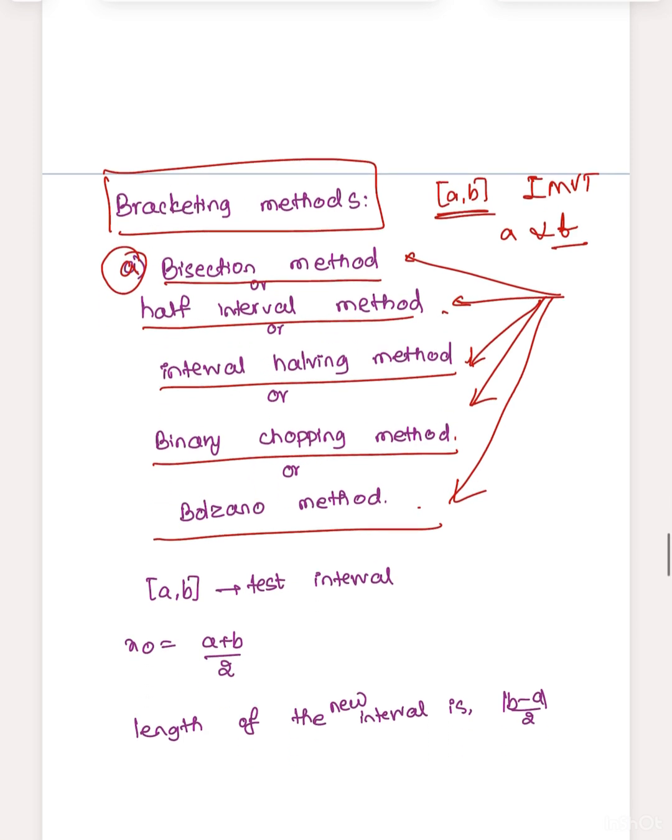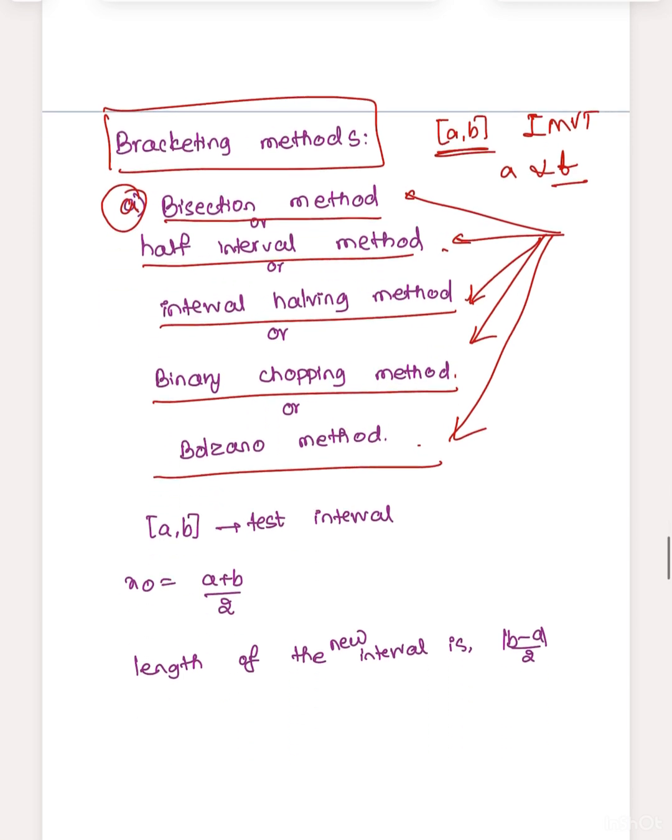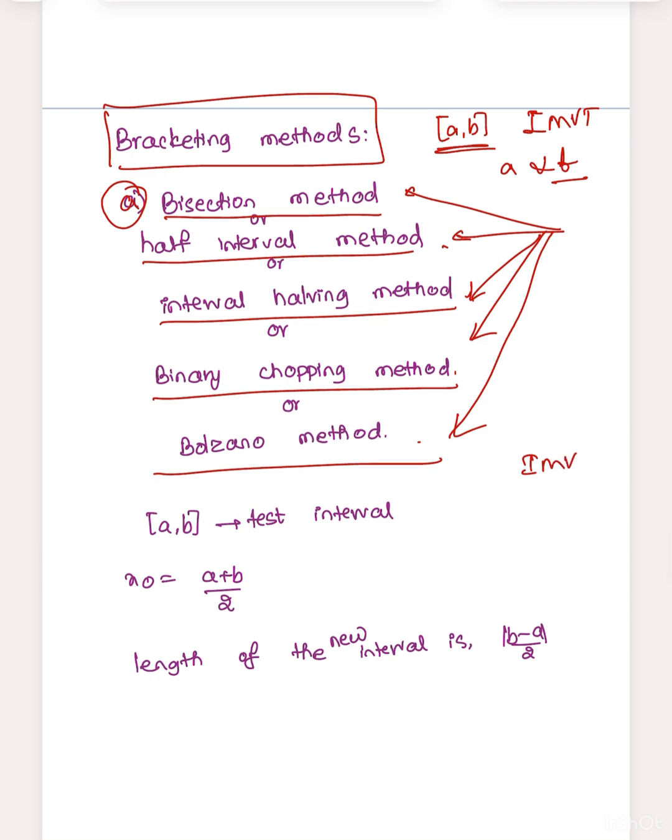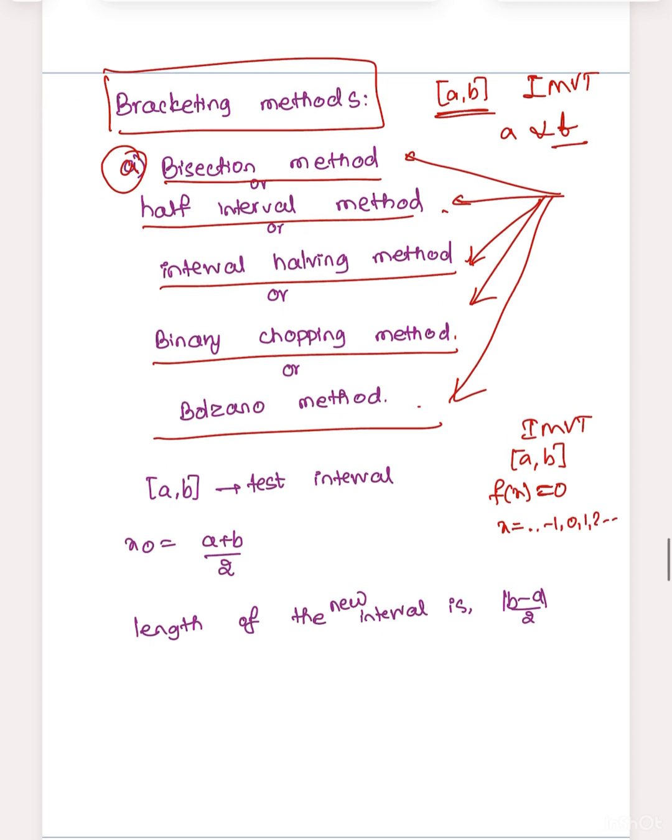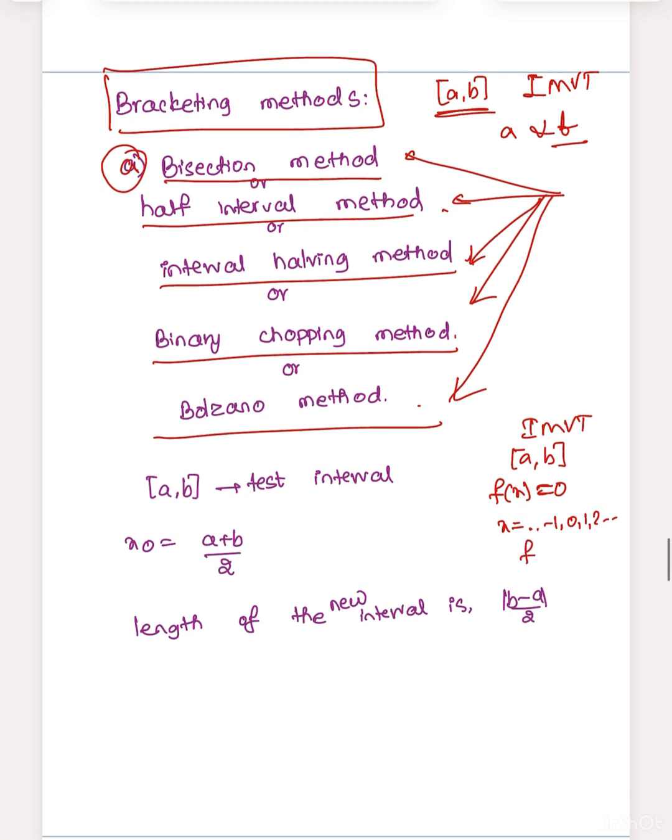Now what is the procedure for the bisection method? Here, with the help of the intermediate mean value theorem, we have one test interval AB. So how is AB obtained? Here the equation is of the form f(x) = 0. This is our mathematical problem. Here what we have to do is put different x values from the integers, maybe -1, 0, 1, 2, and so on, for those consecutive integers where f has opposite signs.